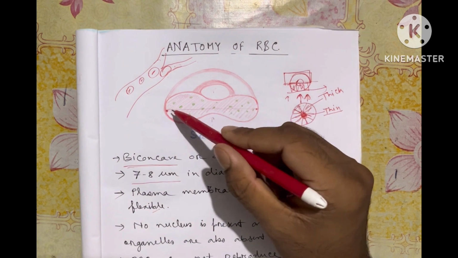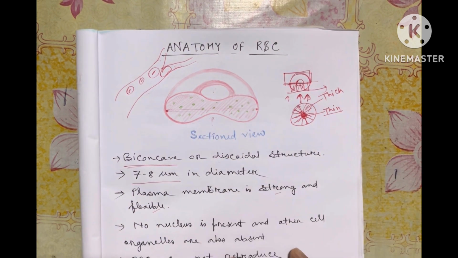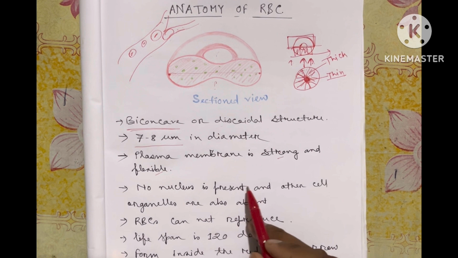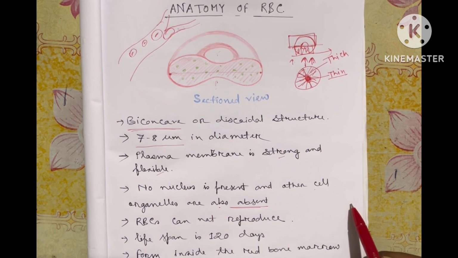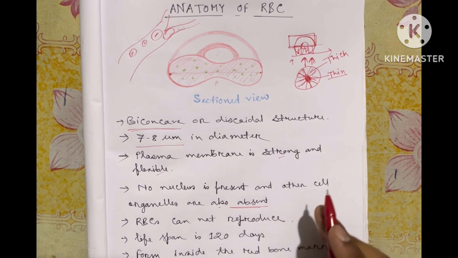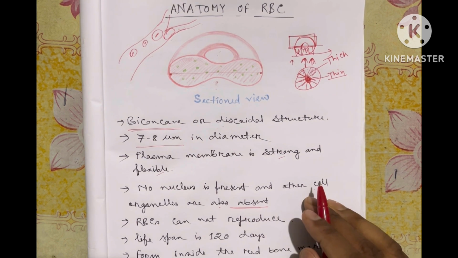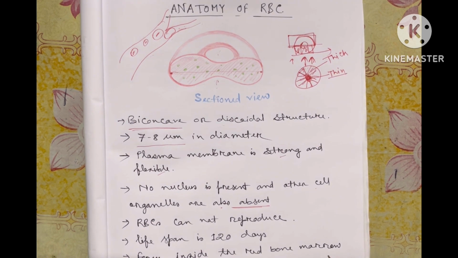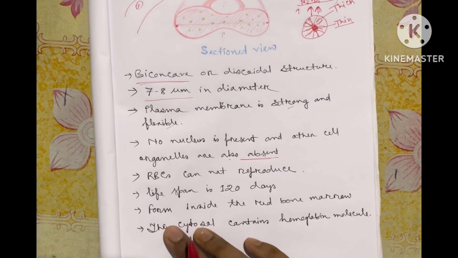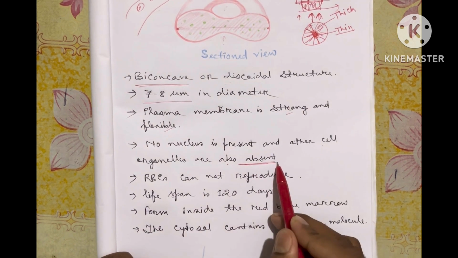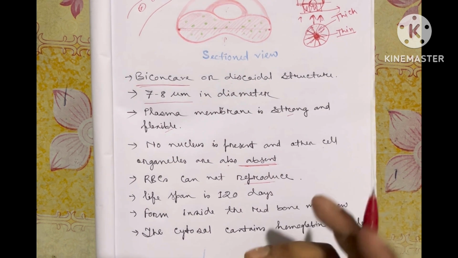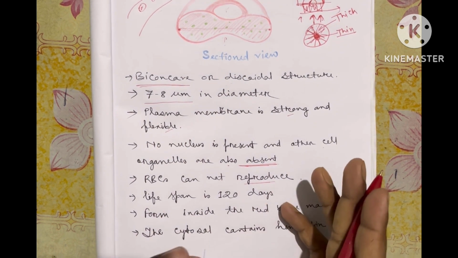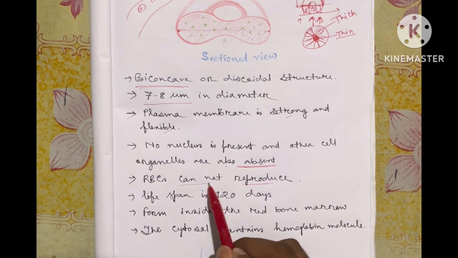Inside our RBC, there is no nucleus. No nucleus is present, and other cell organelles are also absent, meaning mitochondria, ribosome, nothing will be there. Nucleus is also absent. So this is another characteristic. So RBC cannot reproduce. If the nucleus is not there, then chromosomes, chromatids, sister chromatids, nothing will be there. So our RBC cannot reproduce.